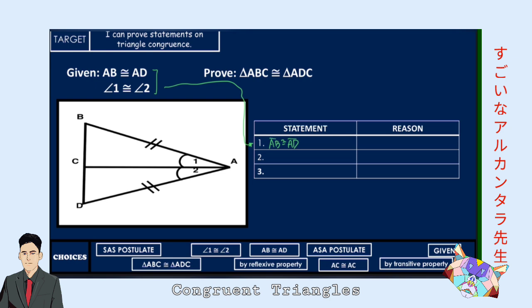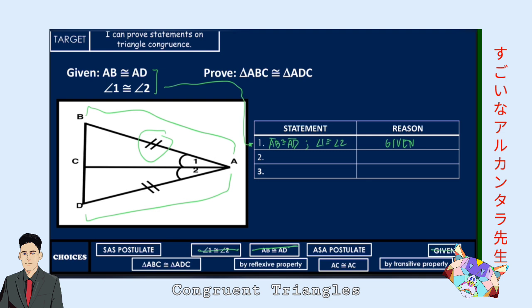These are the segments. This is AB. This is AD. They are congruent. And at the same time, angle 1 is congruent to angle 2. This is the given. I want you guys to always remember that. So this is crossed out, this is crossed out, this is crossed out.